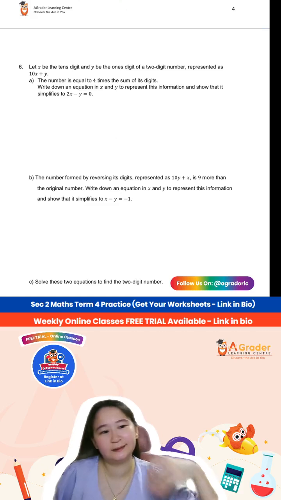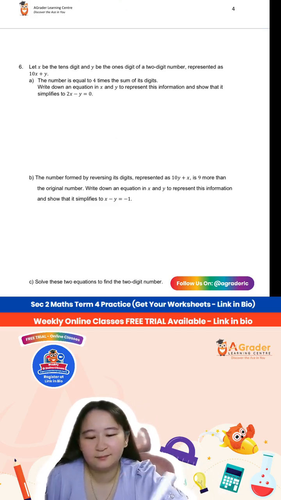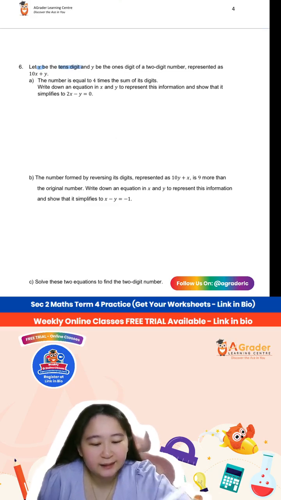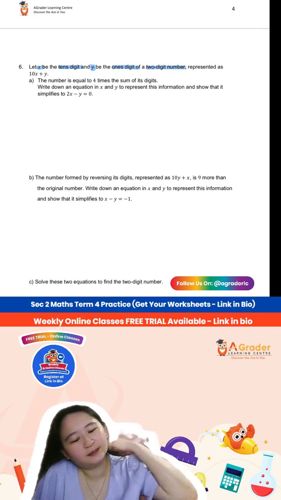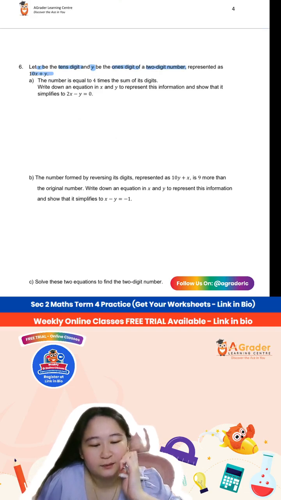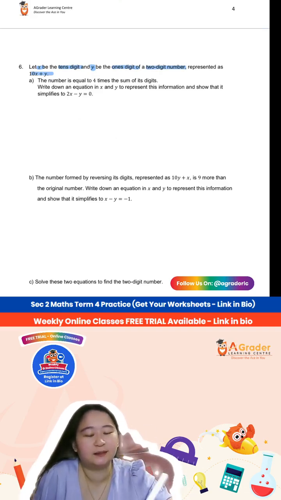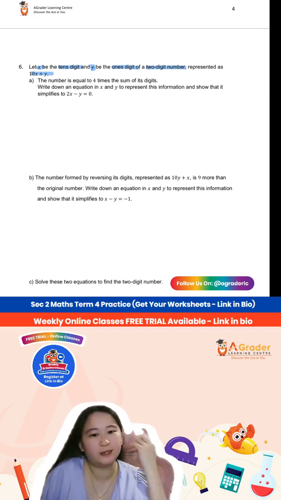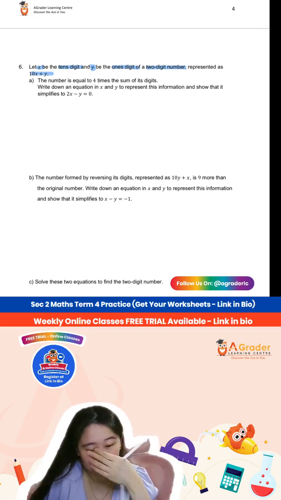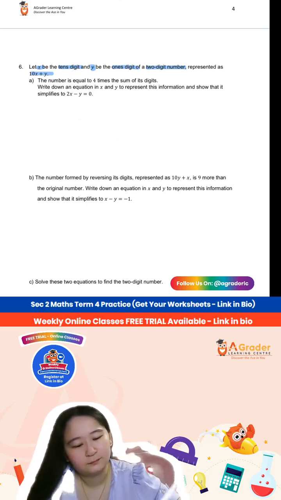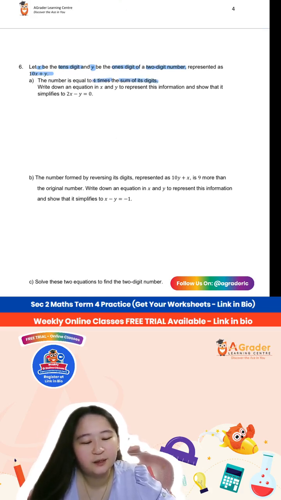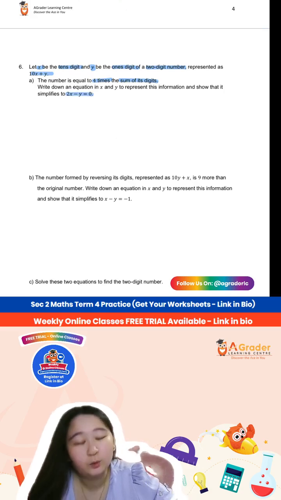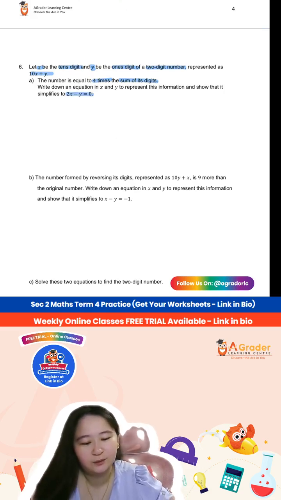Okay, question 6. Let x be the tens digit and y be the ones digit of a two-digit number represented as 10x plus y. Okay, so because x is just a digit that represents the tens place, you have to multiply by 10, yeah? The number is equal to 4 times the sum of its digits. Write down an equation in x and y to represent this information and show that it simplifies to 2x minus y equals to 0.